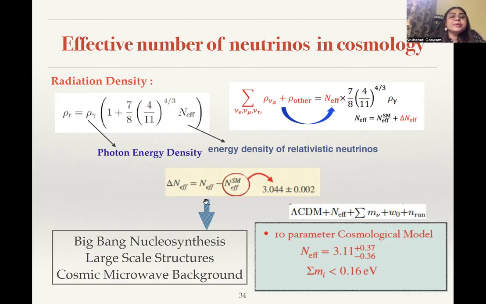Now, N_eff is measured from various processes like BBN, large scale structures, and the cosmic microwave background, and there is a bound. This also depends a little bit on the model, but this is the standard ΛCDM model. With certain constraints, what one finds is N_eff is 3.11 and the sum of the neutrino masses is 0.16 electron volt. This is of course model dependent, but this is one of the models which I am considering for showing some results.